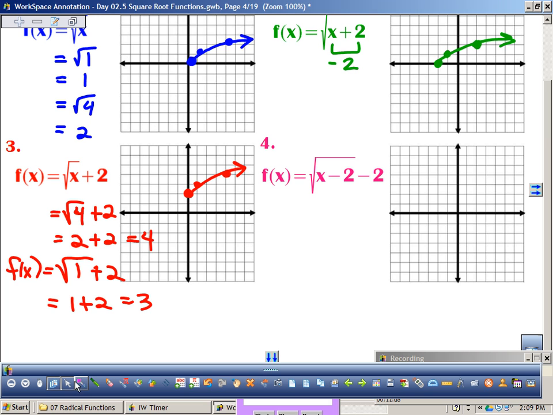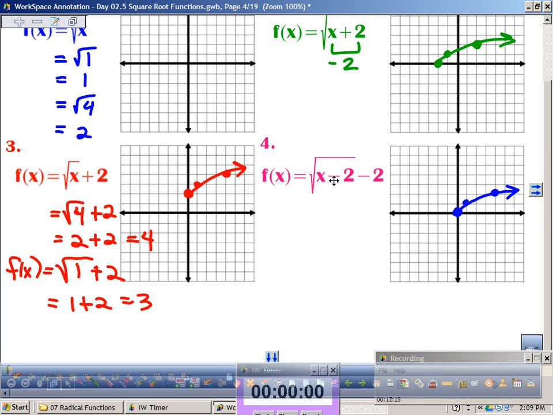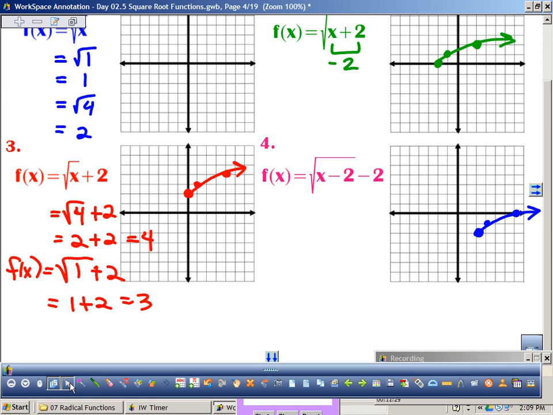I'm going to take this one, and I'm going to say to myself, you guys ready? Do you already have a visual of what it's going to look like? I look at this and I say, this is a horizontal shift to the right 2 and 2 down. That's what it's going to look like right now.